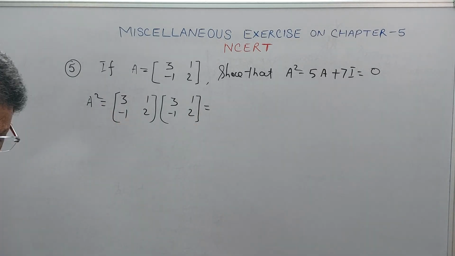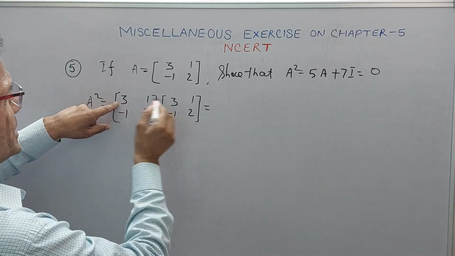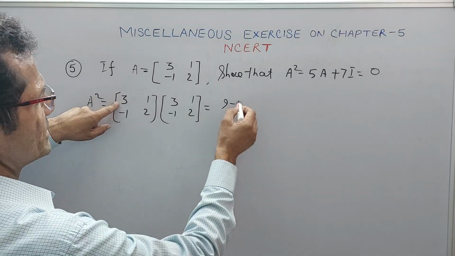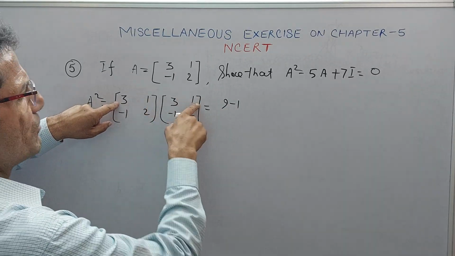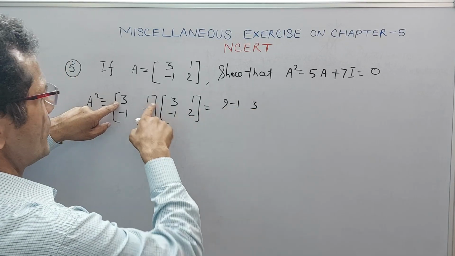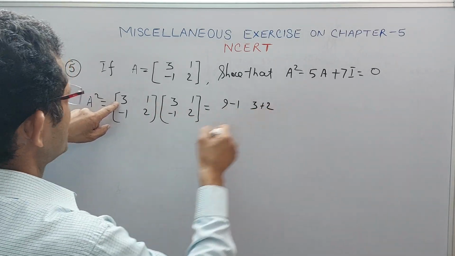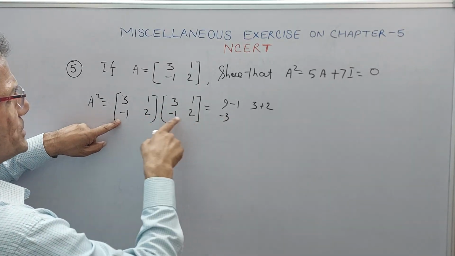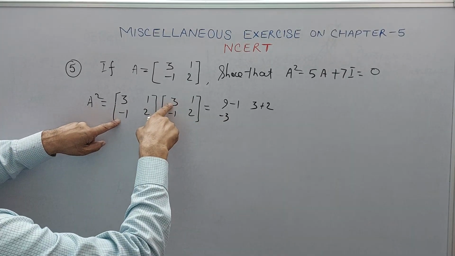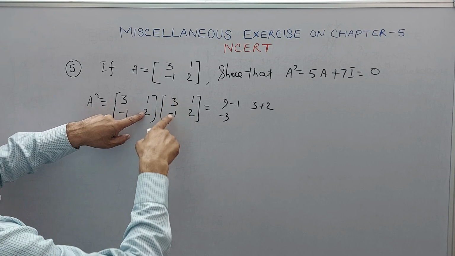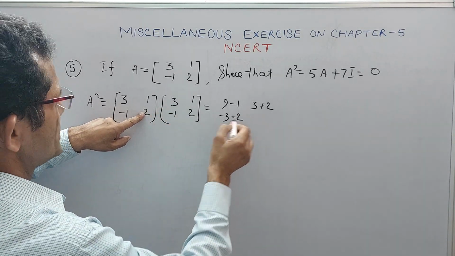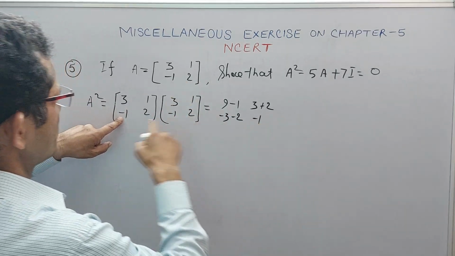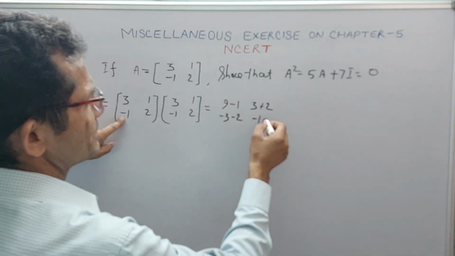Now first row, this is first row first column. 3 into 3 is 9, and 1 into minus 1 is minus 1. Now this into this, 3 into 1 is 3, and 1 into 2 will be plus 2. Now second row first entry, minus 1 into 3 is minus 3, and 2 into minus 1 will be minus 2. Now this multiplied by this one, minus 1 into 1 is minus 1, 2 into 2 is plus 4.